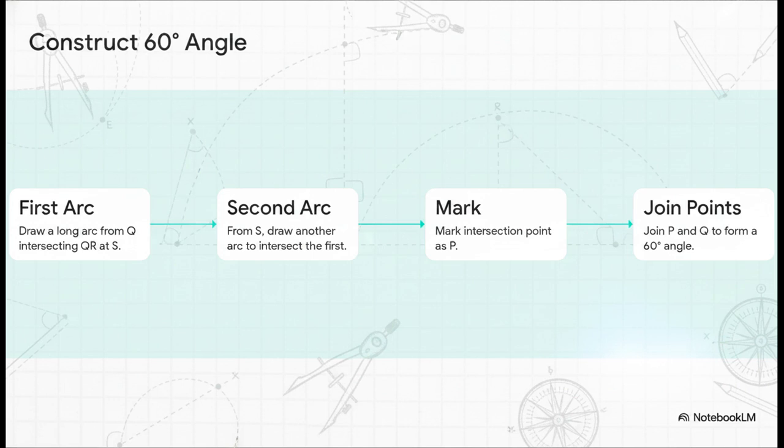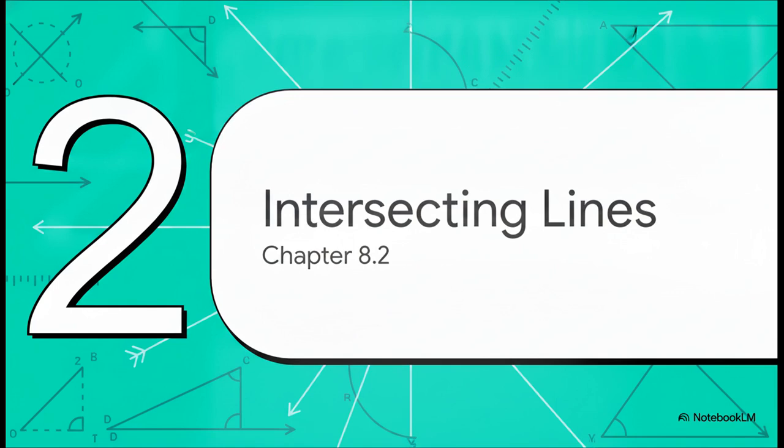You just draw a long arc to find a starting point, keep the compass distance strictly identical to strike a crossing arc, and you've geometrically locked in a precise 60-degree spread. It legitimately feels like doing a magic trick right there on the paper. All right, moving on to Section 2.